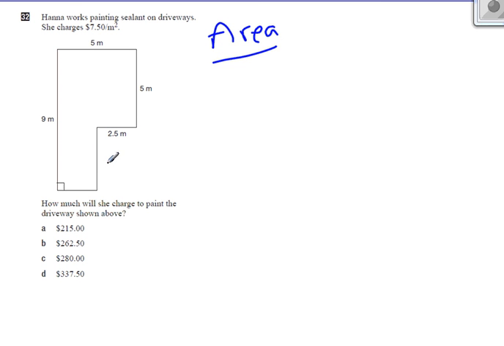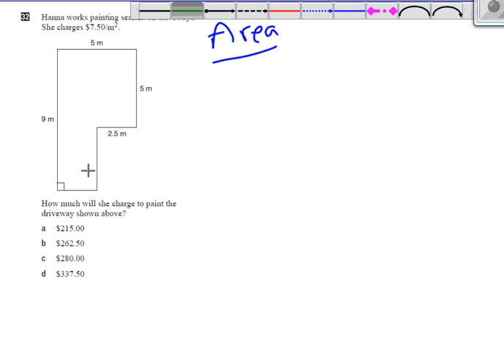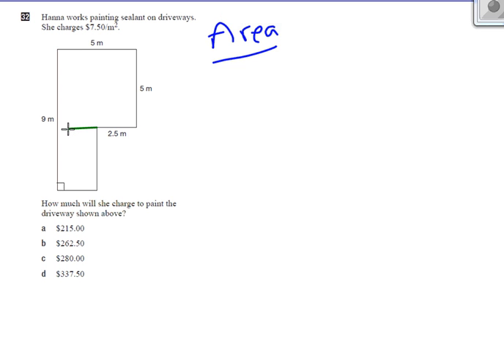It says she charges $7.50 per meter squared, and how much will she charge to paint the driveway? So we have to figure out the area of the driveway, and then we can figure out what she charges. If you look at this shape, it's clearly not a basic shape, but it's a composite figure, meaning it's made up of two or more basic shapes. The way we deal with them to find area is we cut them into basic shapes. So if I draw a line right there, I'm creating two rectangles, rectangle number 1 and rectangle number 2. And I just have to find the area of each rectangle and add them together.